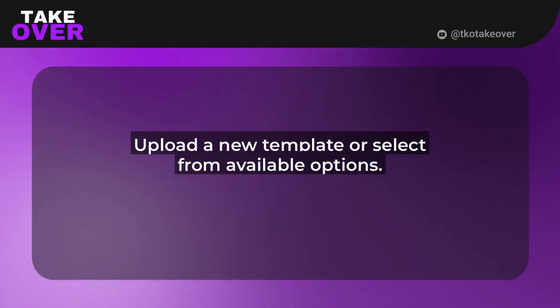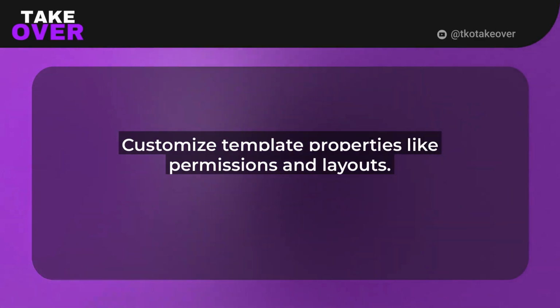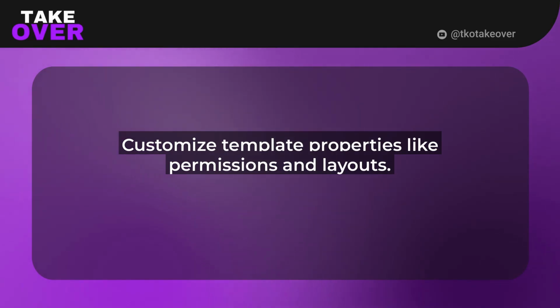Once uploaded, customize it to fit your needs. Go to the template's properties and adjust settings such as permissions, columns, or layouts. Pro tip: if you're adding a site template, double-check that it aligns with your organization's branding to keep things consistent.